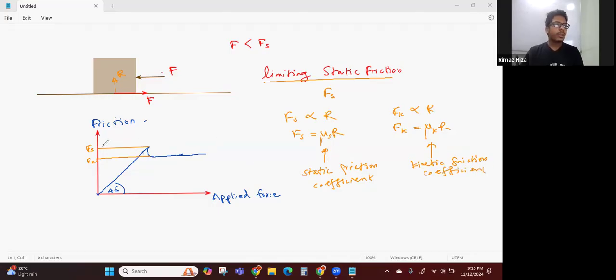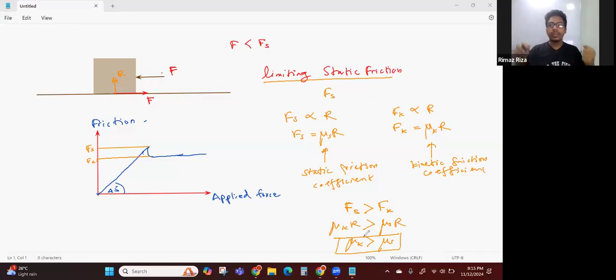Okay, and by looking at this graph, we can say that Fk is smaller than Fs. So Fs is greater than Fk. Therefore, here we can write mu_k times R is smaller than mu_s times R. Therefore, mu_k is smaller than mu_s. Okay. Because we know when it's easy.